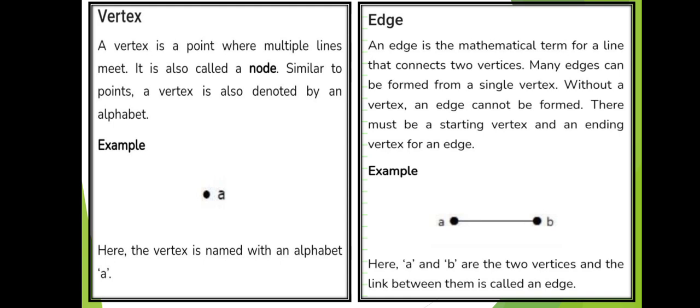Now what is a vertex? A vertex is a point where multiple lines meet. It is called a node. Similar to a point, a vertex is also denoted by an alphabet. Here in this example, the vertex is named with the alphabet A. Now what is an edge? An edge is a mathematical term for the line that connects two vertices. Many edges can be formed from a single vertex. Without a vertex, an edge cannot be formed. There must be a starting vertex and an ending vertex of an edge. Here is an example: A and B are the two vertices and the link between them is called an edge.